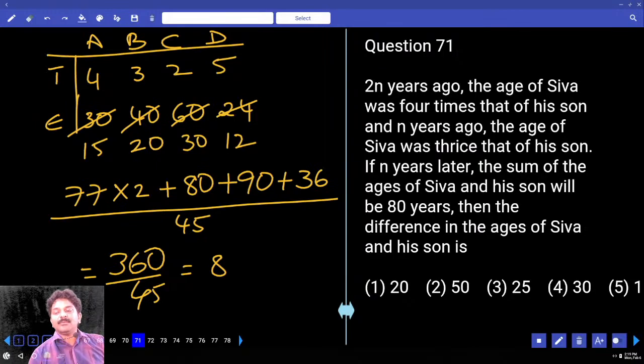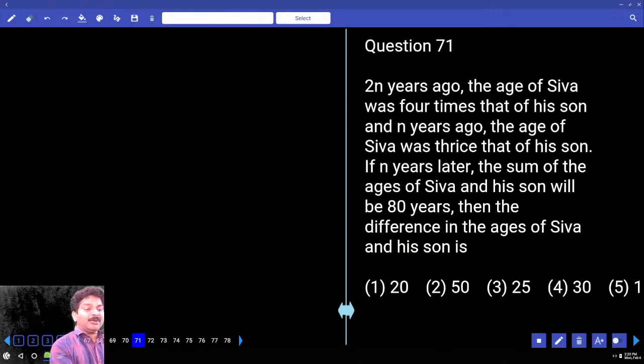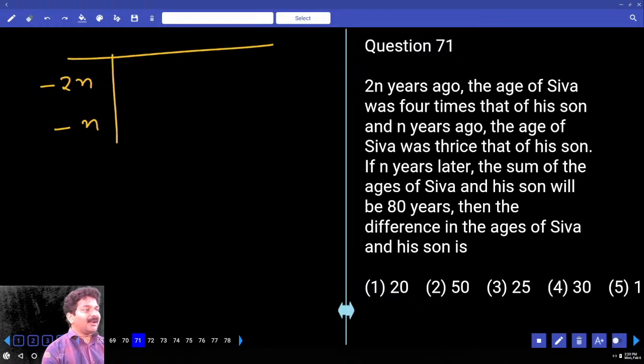2n years ago, the age of Shiva was 4 times that of his son, and n years ago, the age of Shiva was 3 times his son's age. 2n years back and then n years back. How much is the difference? N years. We have Shiva and his son.